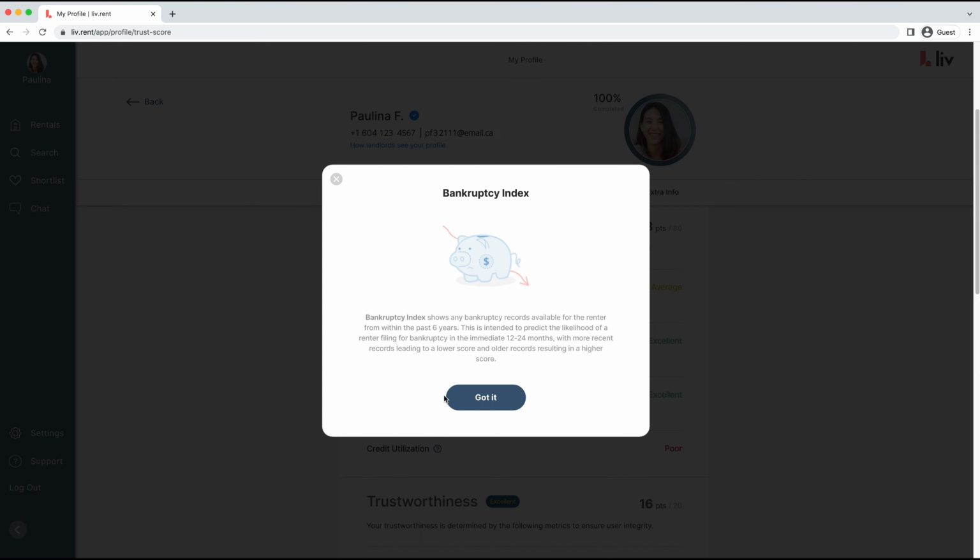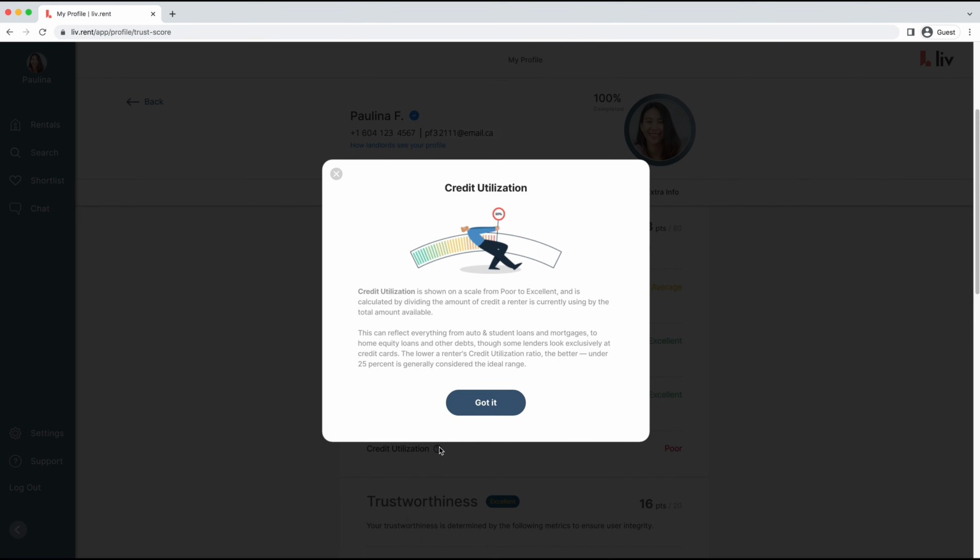The final component of the credit portion of the Trust Score is your credit utilization. This considers the amount you currently owe divided by your total credit limit. For each of these factors, landlords will be able to see a rating from poor to excellent, in addition to a score out of 80 for the entire credit portion.